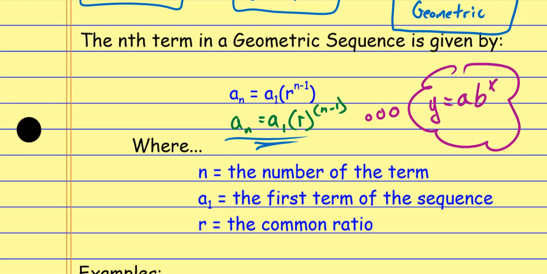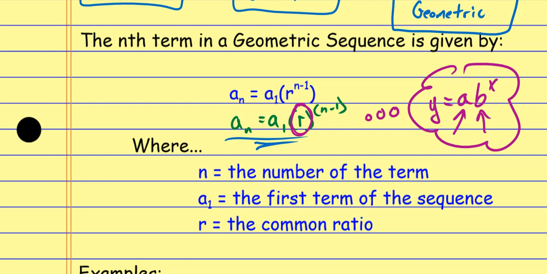And when you think about a times b to the x, a is like the initial amount. It's what we start with. Kind of like a sub 1 is the first term. And then b is the thing you're multiplying by. Well, kind of like r is the common ratio. That's the thing you're multiplying by in this pattern.